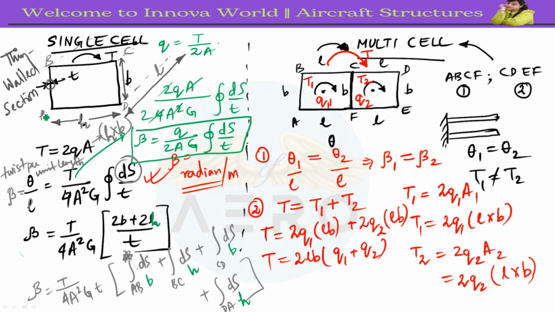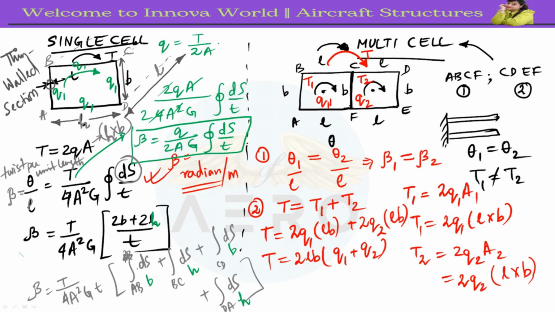Now in the single cell, the shear flow remains the same. If it is Q1 here, here also Q1, here also Q1, this surface will also be Q1. The shear flow remains constant in a single cell. This is another important concept. The shear flow remains constant across the single cell.